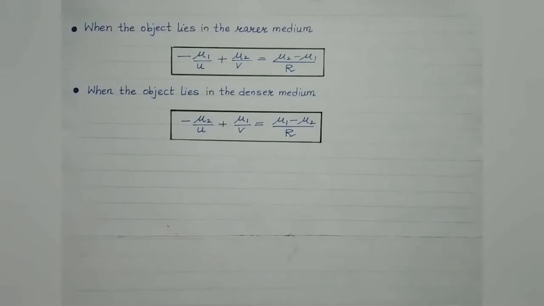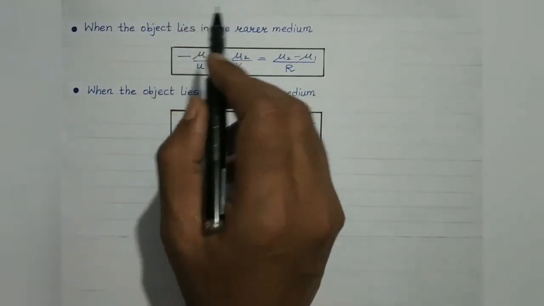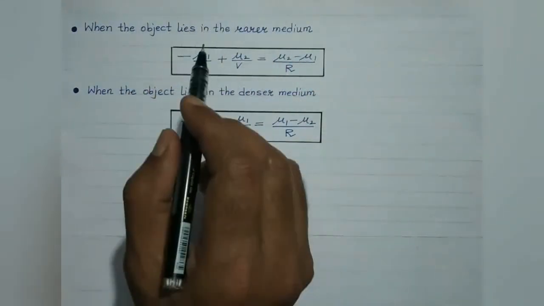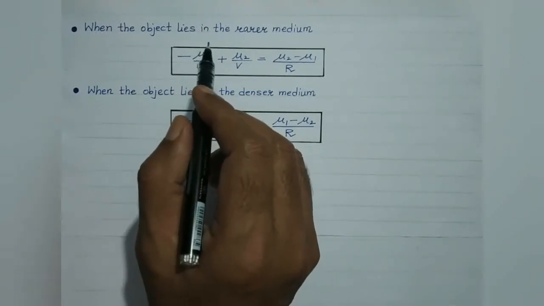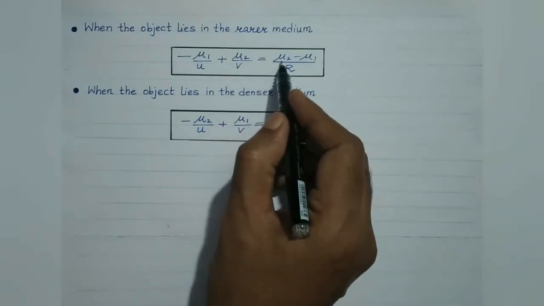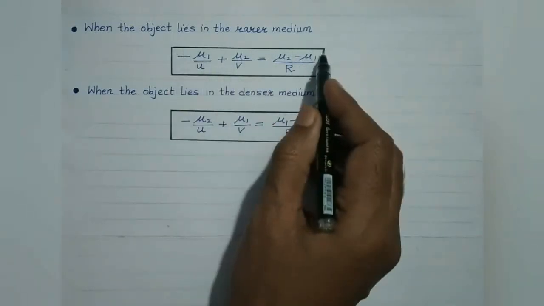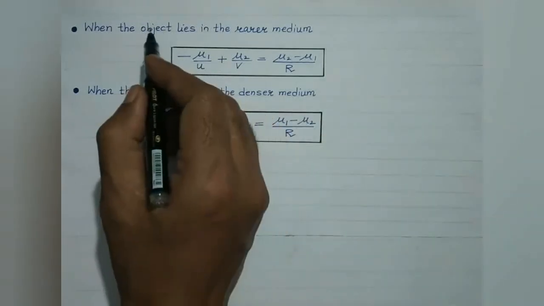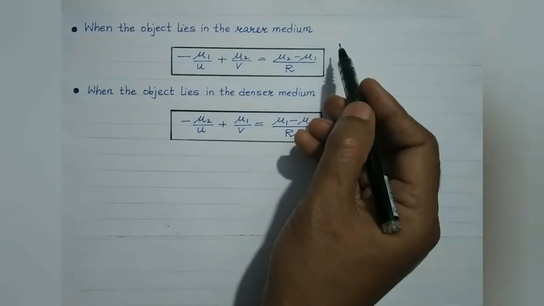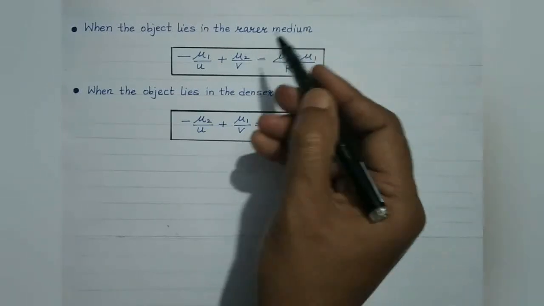So students, in the previous three cases, what we have discussed is, in case the object is situated in the rarer medium, so that the incident ray travels in the rarer medium and the refracted ray travels in the denser medium, then the relation between U, V, R, mu1 and mu2 is minus mu1 over U plus mu2 over V is equal to mu2 minus mu1 by R. This relationship holds valid if the object lies in the rarer medium, irrespective of whether the nature of the image obtained is real or virtual.